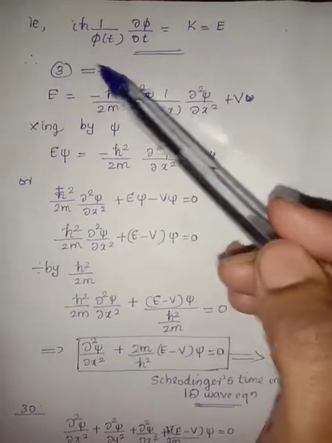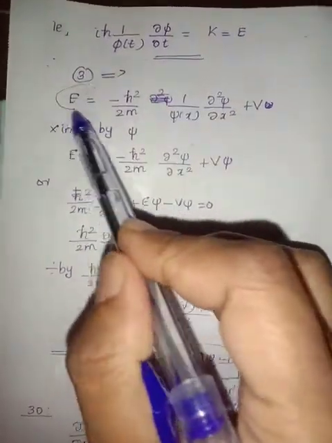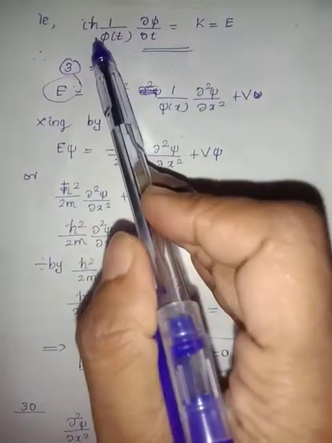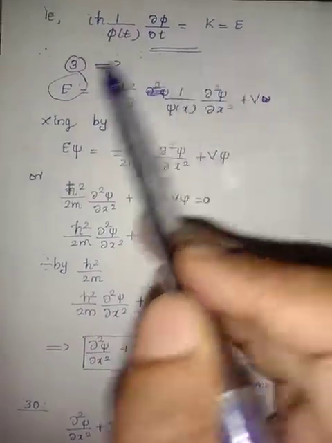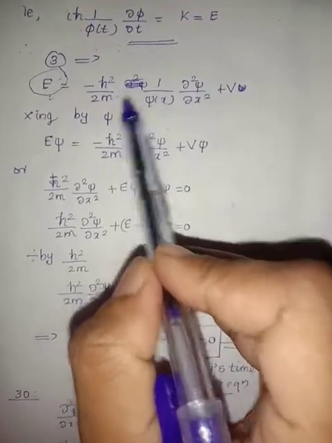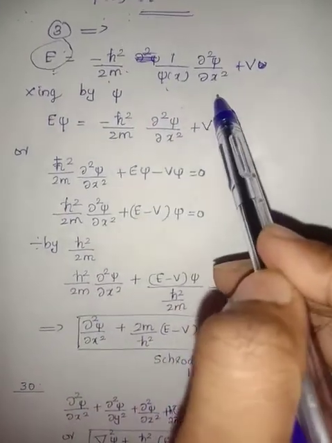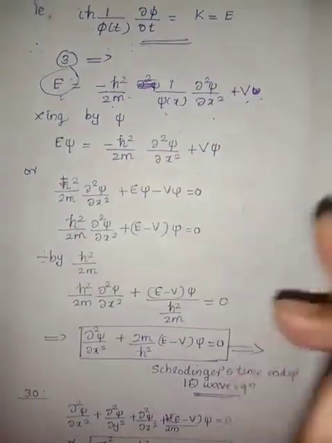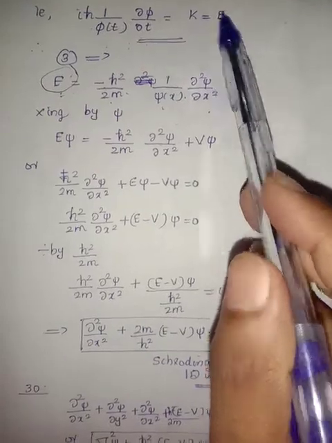So this equation number 3 becomes, you just refer to equation number 3. LHS was K, that constant, iħ (1/phi(t)) dphi/dt. So instead of that, we can now substitute E. E is equal to, this was the RHS, minus ħ² by 2m (1/psi(x)) ∂²psi/∂x² plus V. Equation number 3 can be written like this, because K is equal to E, the constant.